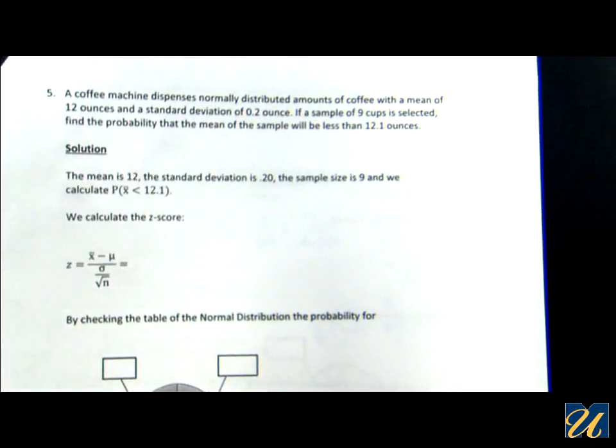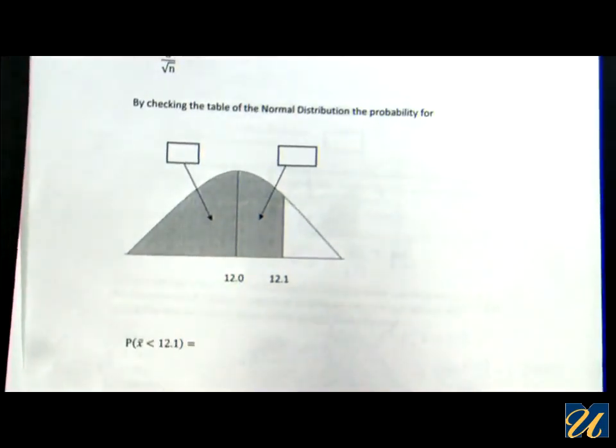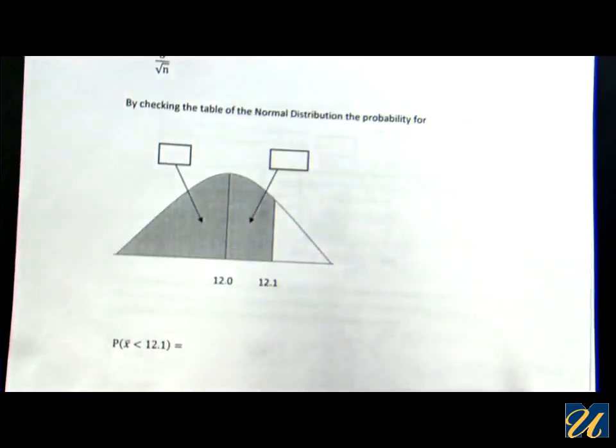Problem number 5. A coffee machine dispenses normally distributed amounts of coffee with a mean of 12 ounces and a standard deviation of 0.2 ounce. If a sample of 9 cups is selected, find the probability that the mean of the sample will be less than 12.1 ounces. So, based on what I have, I'm looking for this area less than 12.1, so it's the whole area to the left of 12.1.